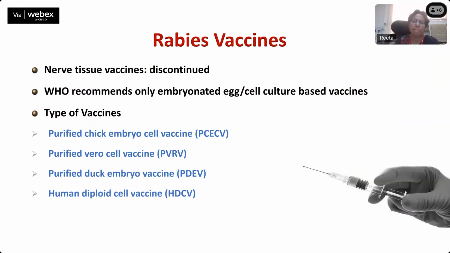The next slide, please. Now coming to the rabies vaccines, what are the different types of vaccines available in India? The nerve tissue vaccines derived from sheep brain or animal brain tissues have been discontinued in India long back, since 2004. So WHO recommends only embryonated egg-based vaccines and cell culture-based vaccines. And in India, the currently available vaccines are only cell culture based vaccines, which are all equally safe and efficacious. So, the different types of vaccines are listed here. In India, currently, the first two vaccines, that is the purified chick embryo cell vaccine and the purified vero cell vaccines, are more commonly available.